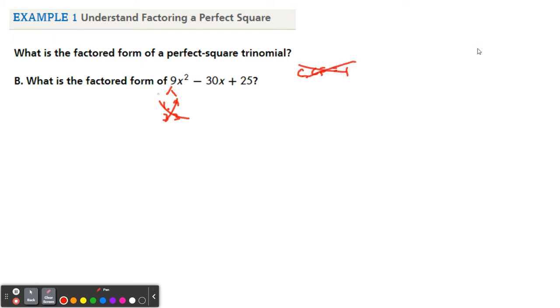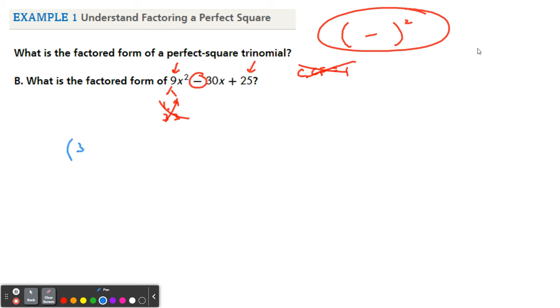Now, if you can recognize that 9 is a perfect square, and 25 is a perfect square, I think you have an idea that this might be a perfect square trinomial, right? Now this time, your b term is a minus sign, so when you're answering this, it's going to be something minus something squared. Okay, so now let's take a look here. All right, so 9 is 3 squared. x squared is x squared, so your a value is going to be 3x.